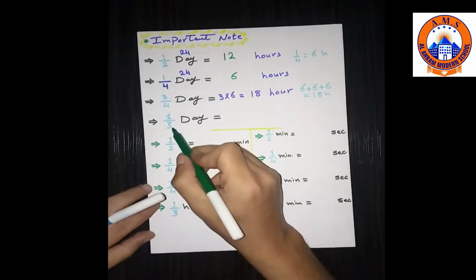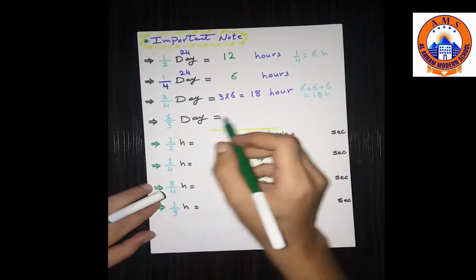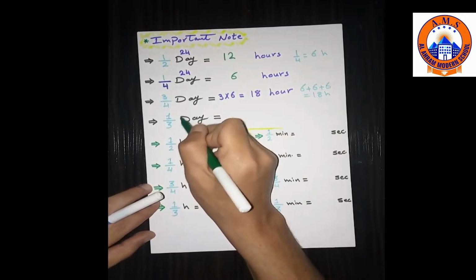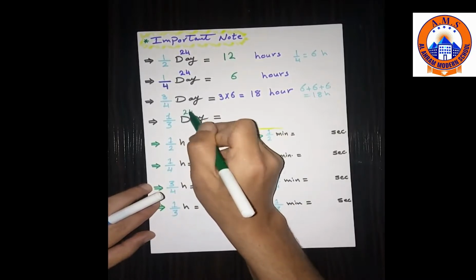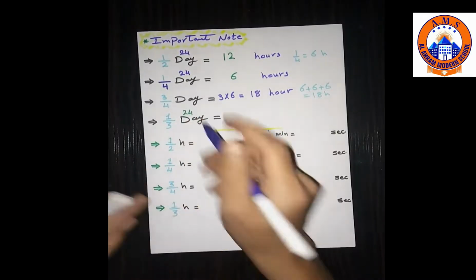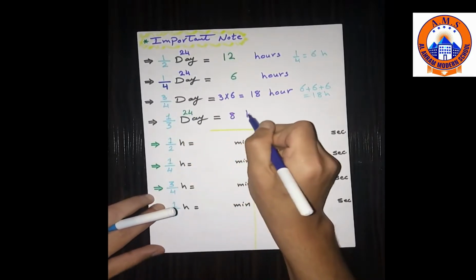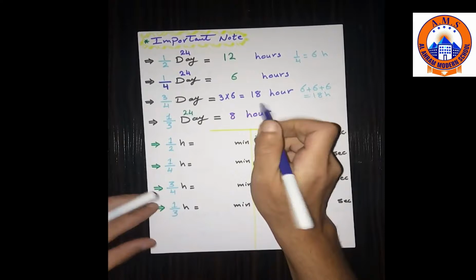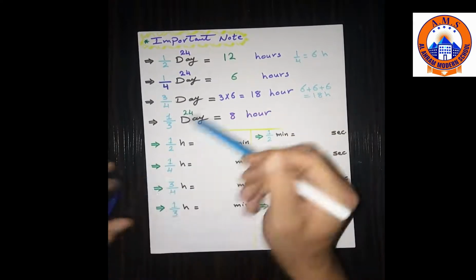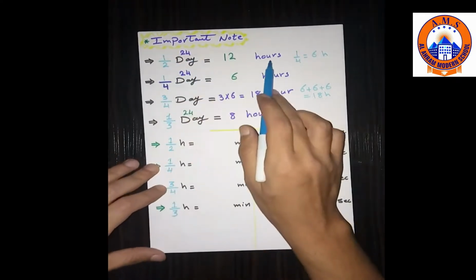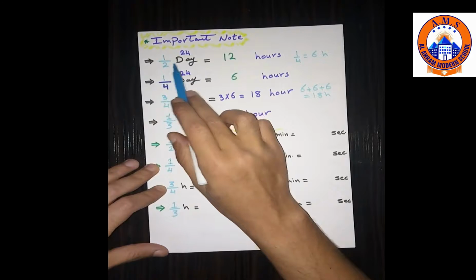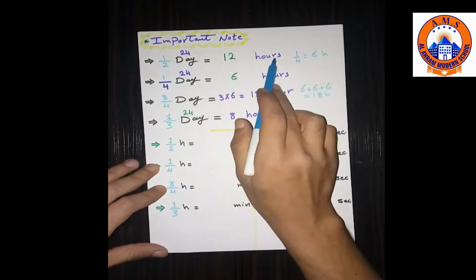Last one, the third of a day equals how many hours? We will do the same step. The day contains 24 hours. So we divide 24 by 3, so it equals 8 hours. Let's revise them again. Half of a day equals how many hours? We divided 24 by 2, so half of a day equals 12 hours.